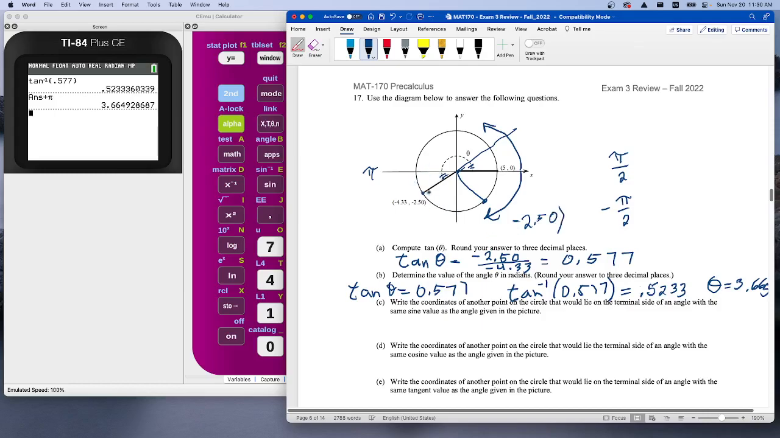And what would the x value be? Well, it would be positive 4.33. Right, the coordinates of another point on the circle that would lie on the terminal side of the angle. Okay, yeah. So you kind of go around that way. So x is going to become positive. It's over here. And the y coordinate would be negative 2.50. See how that works?